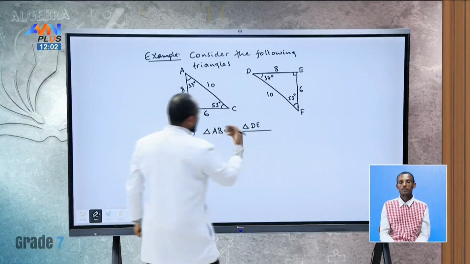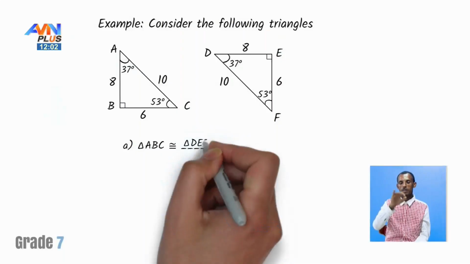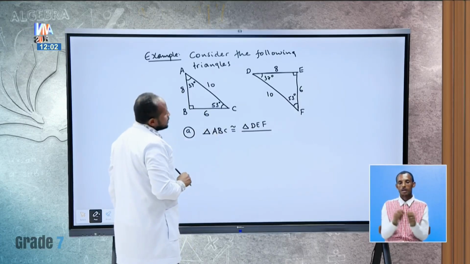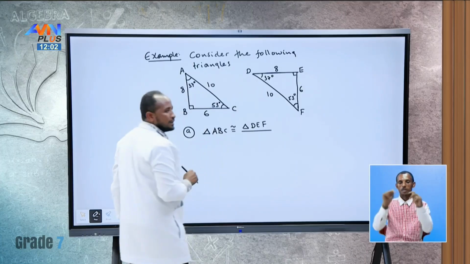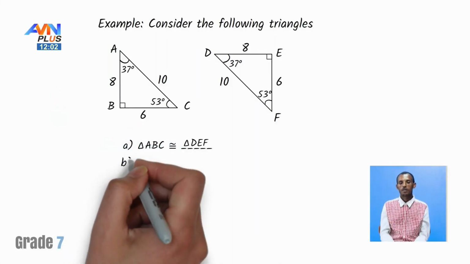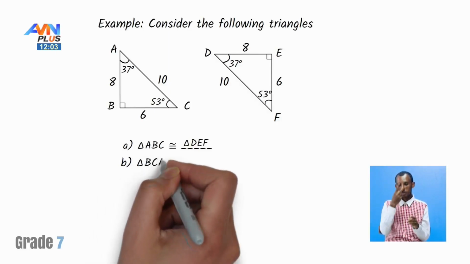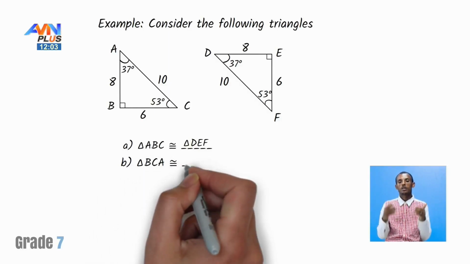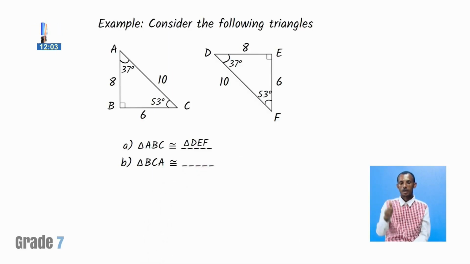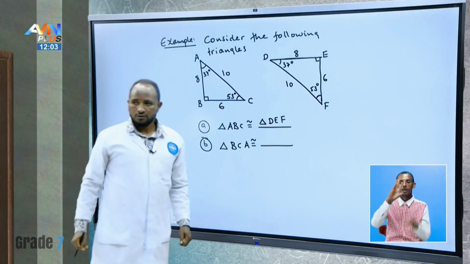So triangle ABC is congruent to triangle DE. The next one, C, is 53 degree. F is 53, they are the same. So triangle ABC is congruent to triangle DEF. Now, try this question. How do you fit this congruence? Triangle BCA is congruent to blank. I'll give you 20 seconds.